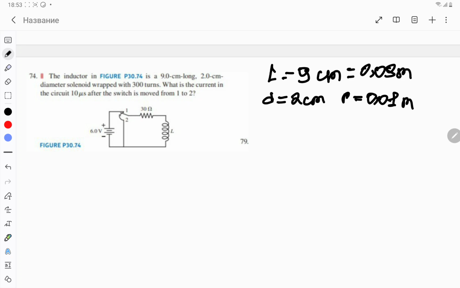So we also know the turns. We know from the previous problem how to write the turns. Turns is equal to N.